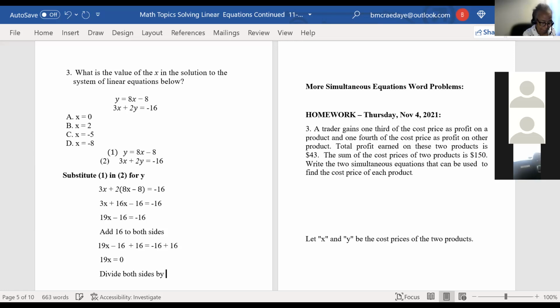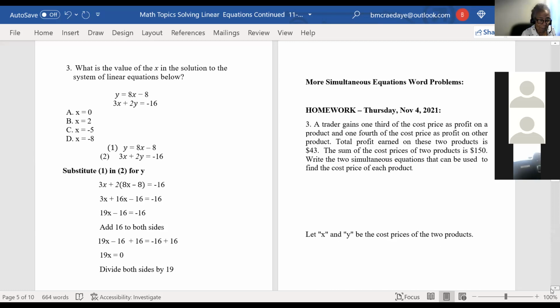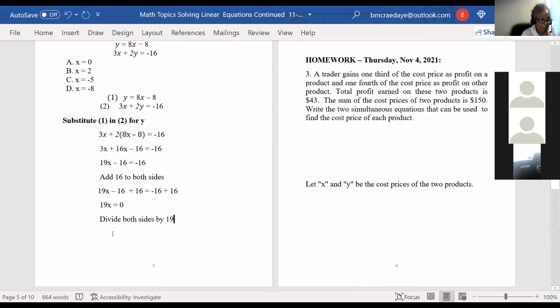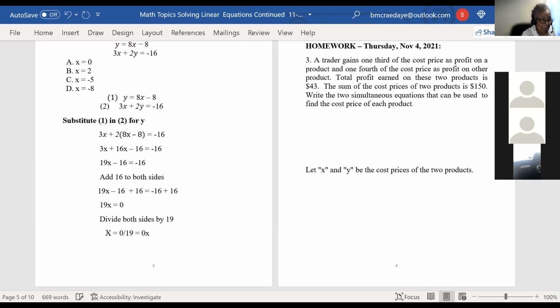By 19. And what's my answer? That's a great one. What's the answer? On the left, 19x divided by 19 is just x, and 0 divided by 19 is just 0. Any number 0 divided by gives you 0. Did you get it, Maureen?